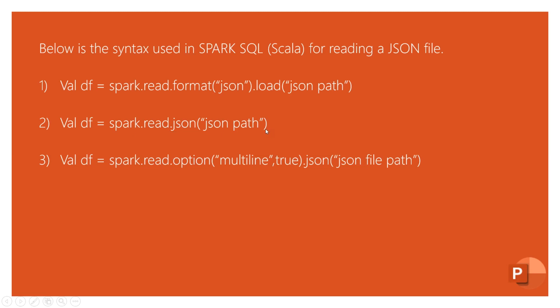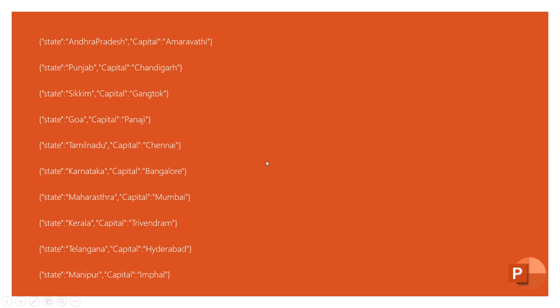If it is a nested JSON, then you can use this option, spark.read.option multi-line to true dot JSON, and then specify the JSON file path. So these are the three ways to read a JSON file. And I'm taking a simple JSON file to read as an RDD. So let's get into the action.